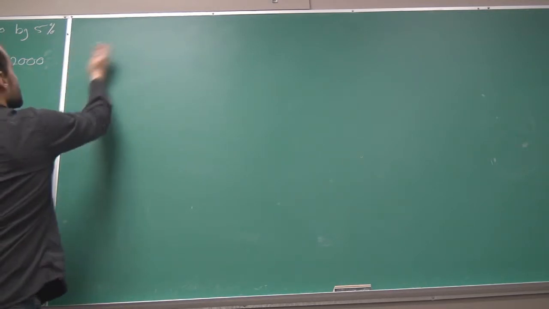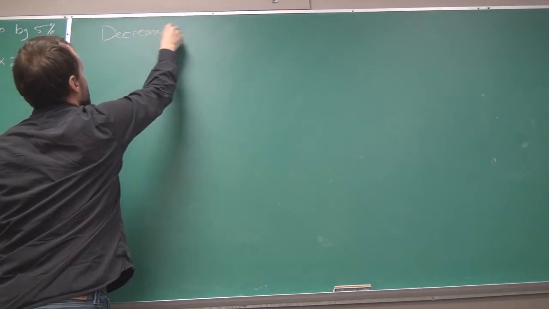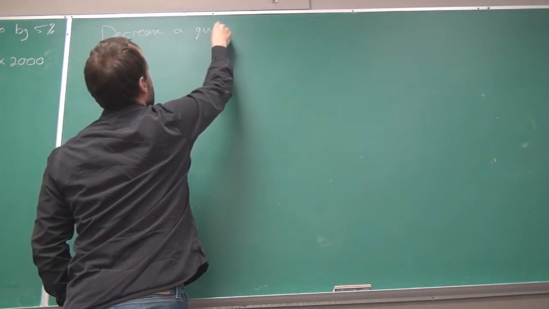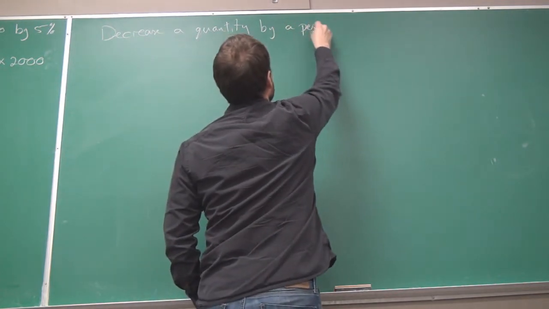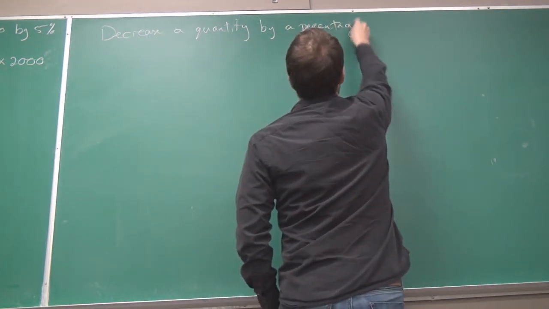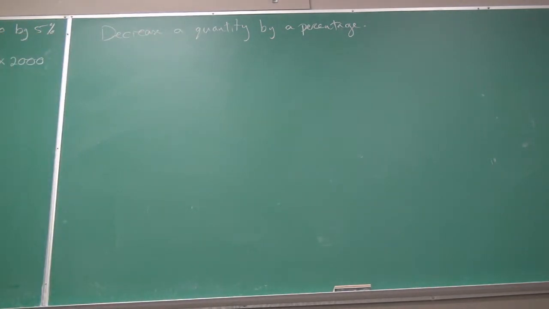The other one is decrease a quantity by a percentage. When does that happen? Maybe there's a sale, a product is marked down, Black Friday sales, happening all over the place. Good times. Not for my wallet, but good times for getting stuff.